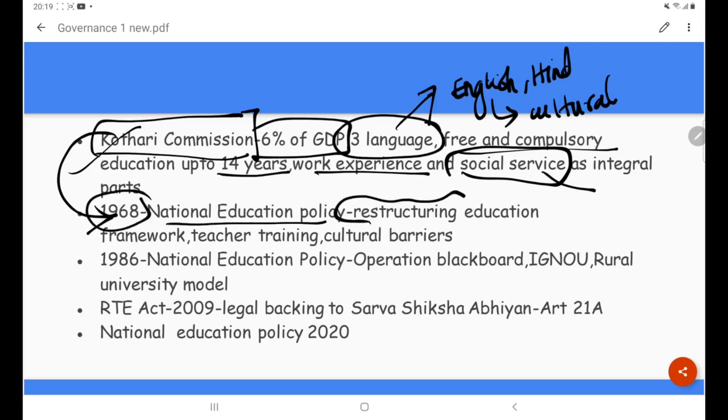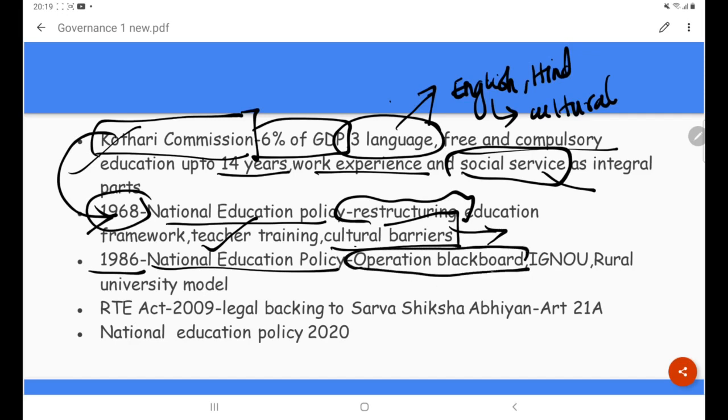It is like a whole restructuring of the education framework, and it also focused on teacher training. Okay, and cultural barriers, like this three-language formula, so that non-English speakers will also get access to education. Then in 1986 another education policy came, dealing with Operation Blackboard. It deals with primary education. Then the establishment of IGNOU, Indira Gandhi National Open University, and the rural university model.